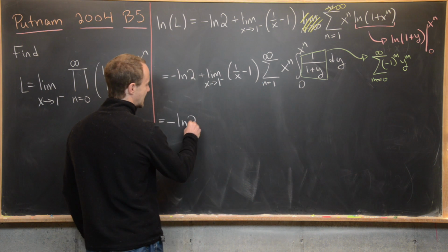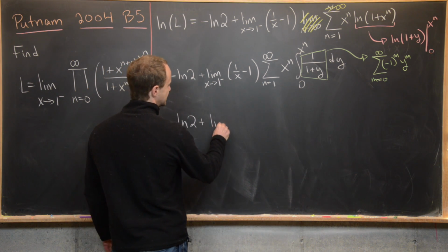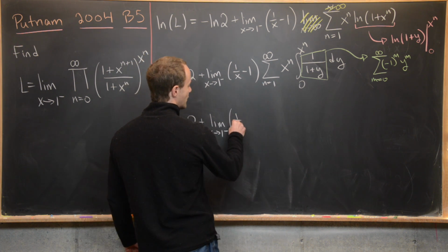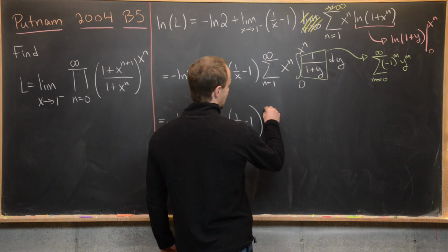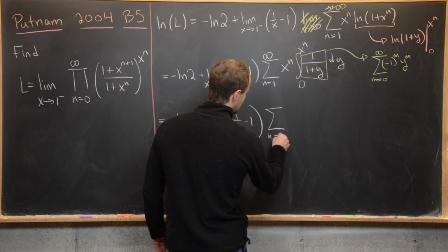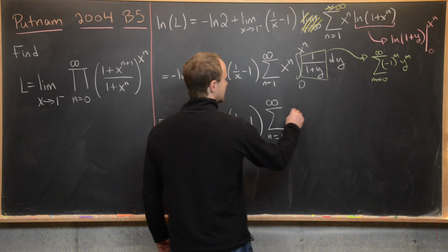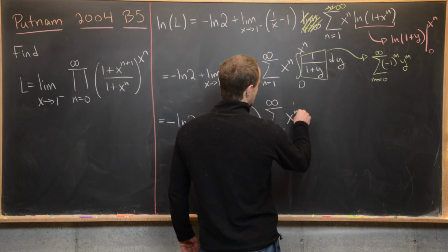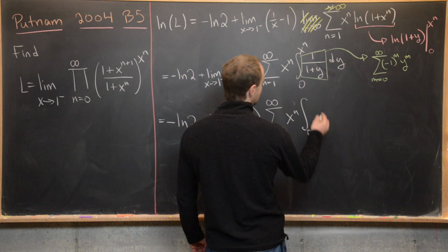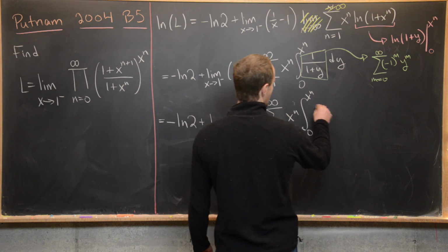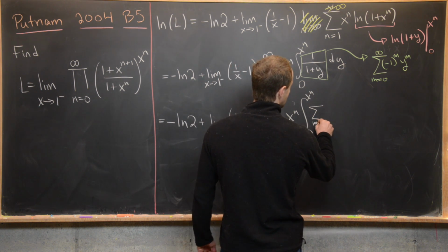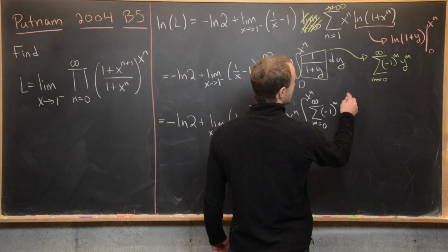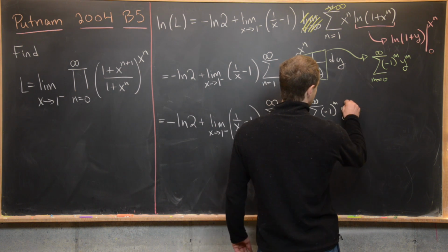We have minus natural log of 2 plus this limit as x goes to 1 from below of 1 over x minus 1. And then we'll have this sum as n goes from 1 to infinity. And then next we'll have x to the n times the integral from 0 to x to the n of the sum as m goes from 0 to infinity of minus 1 to the m, y to the m, dy.